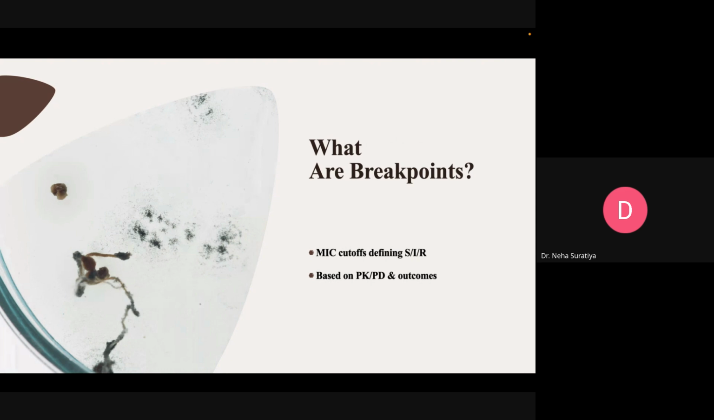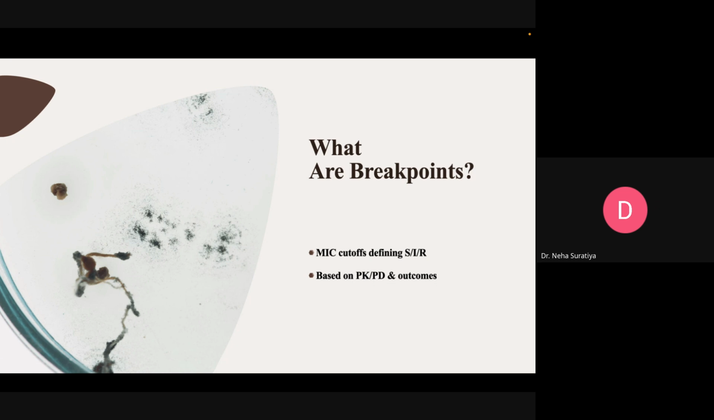Now, what are the breakpoints? I was telling you in our previous slides, breakpoints. You must correlate something with site of infection, patient factors, and breakpoint. What is a breakpoint? A breakpoint defines whether an MIC is susceptible, intermediate, or resistant for a particular antibiotic. They are based on all the PK/PD mechanism, dosing, and clinical outcomes. So it is not just the lab data, but it is a big picture. Based on PK/PD and outcomes, MIC cutoffs are defined as S, I, and R. These are nothing but the breakpoints.